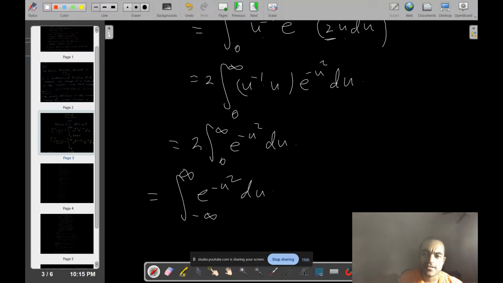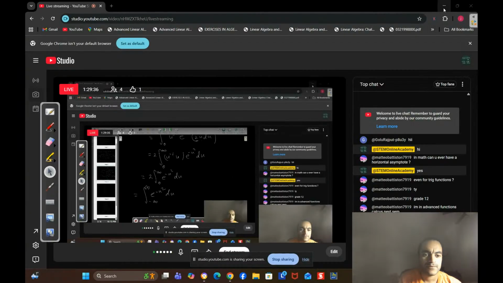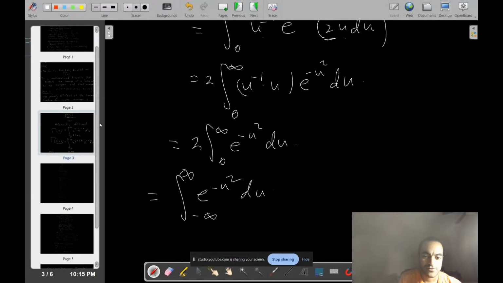It's a Gaussian integral. That is the reason. Those of you who enjoy Gaussian integrals and have any multivariable calculus will know what I'm doing. So you'll know that this is automatically equal to root pi. I'm not going to verify this here.